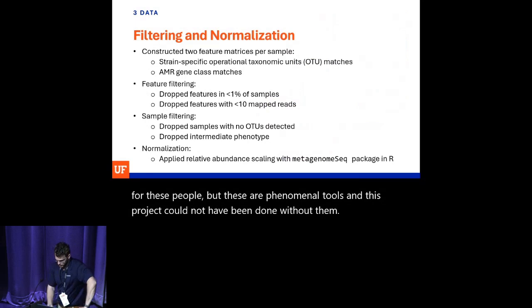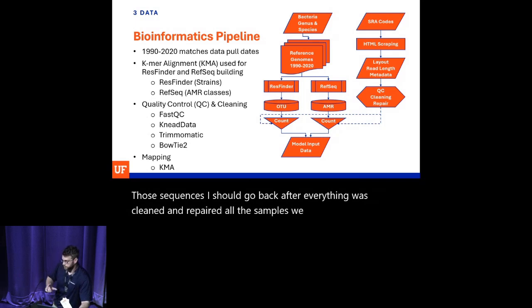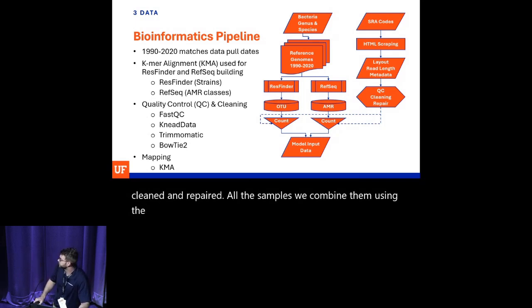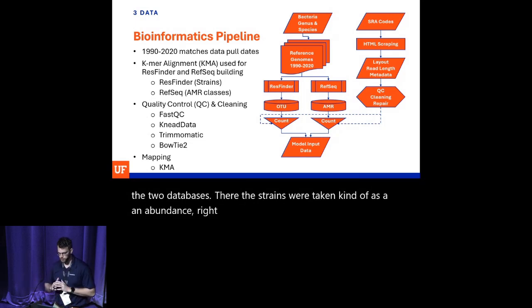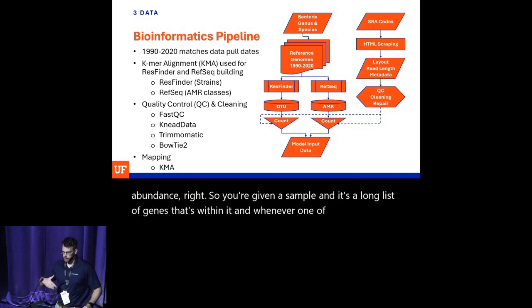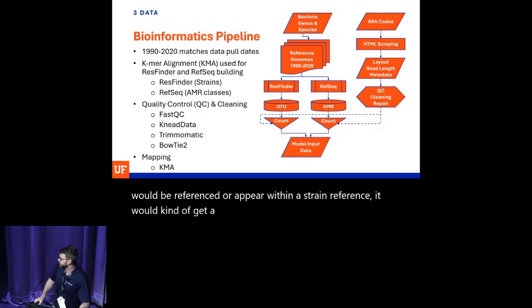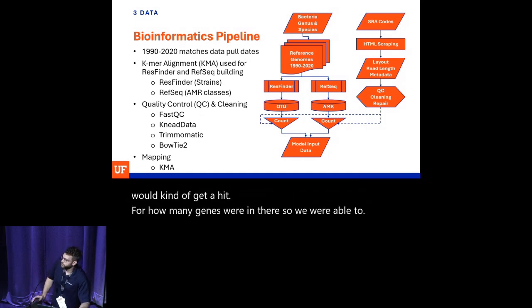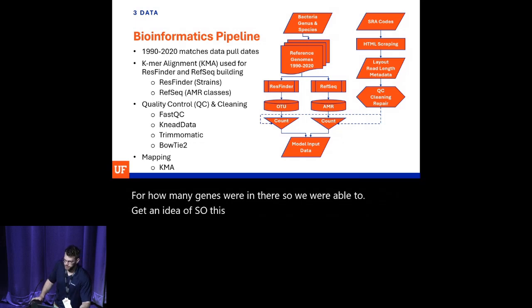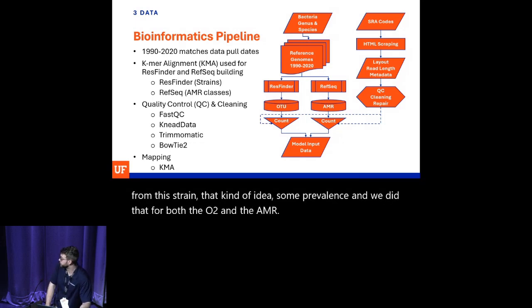Those sequences, I should go back, after everything was cleaned and repaired, all the samples, we combined them using the two databases there. The strains were taken kind of as an abundance, right? So you're given a sample and it's a long list of genes that's within it. And whenever one of those genes would be referenced or appear within a strain reference, it would get a hit for how many genes were in there. So we were able to get an idea of, this sample is like 60% from this strain, 20% from this strain, that kind of idea, some prevalence. And we did that for both the OTU and the AMR, and we came up with two input matrices.